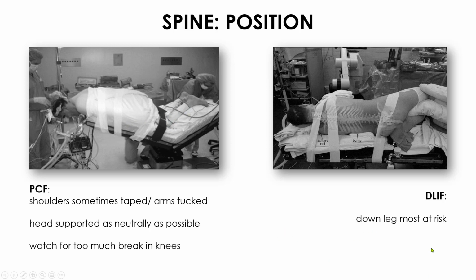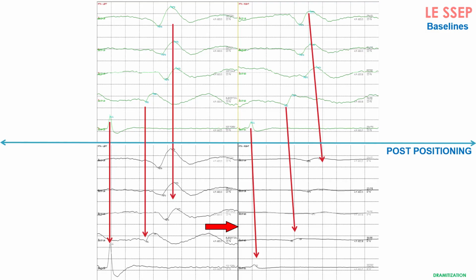A direct lateral interbody fusion is done with the incision on the side. The patient's laying on their side. The high risk here is that down leg. If it's not positioned right, then you can have changes in that leg that's on the bottom. I've seen this before as well.